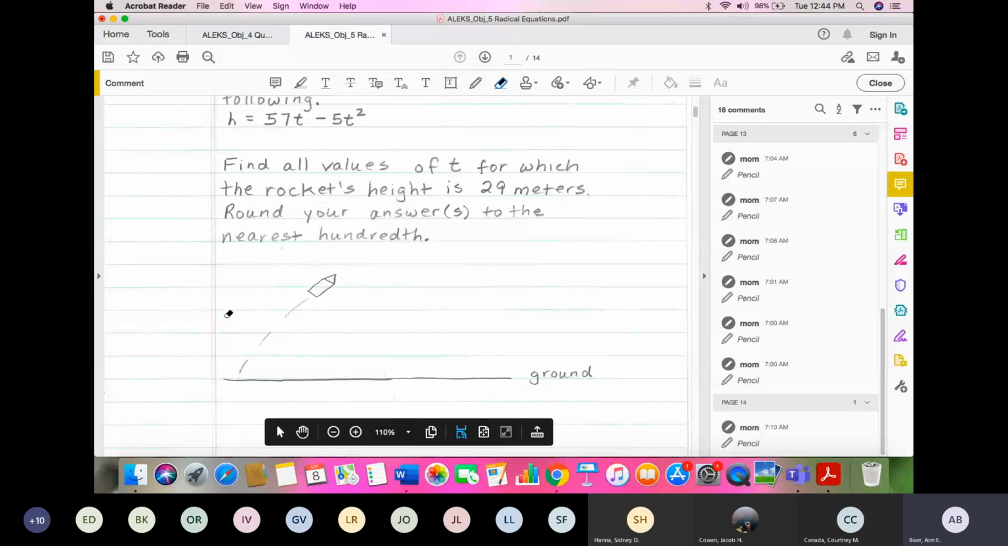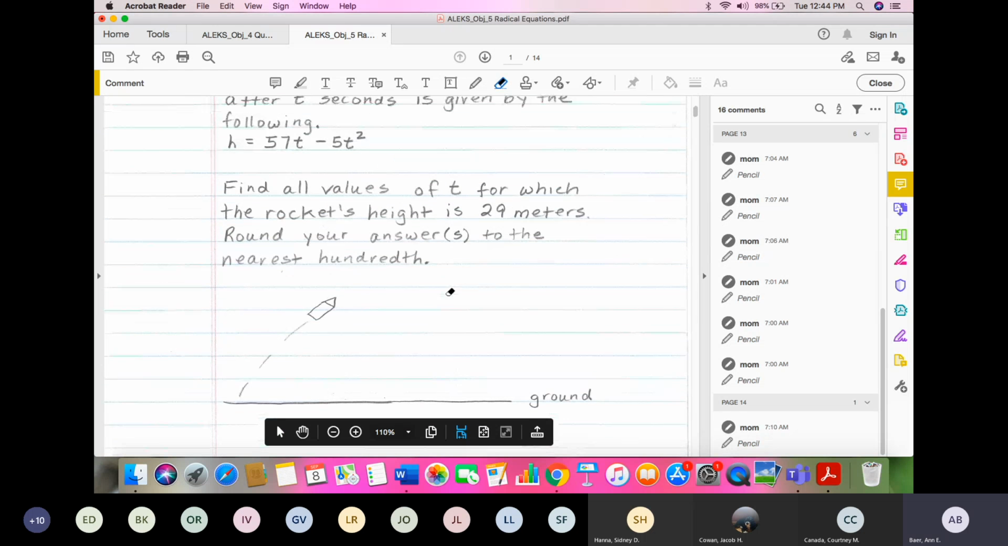So let's say here's the ground. Let's say right here is the 29 meter mark. So it's quite possible that this rocket will go through. So this is the 29 meter mark. It's quite possible that this rocket hits that 29 meter mark the first time as it goes up, but it's also going to hit the 29 meter mark on the way back down. So it turns out that there are two solutions to this problem. And also, this exponent of 2 indicates that there are likely 2 solutions. Not guaranteed, but likely.